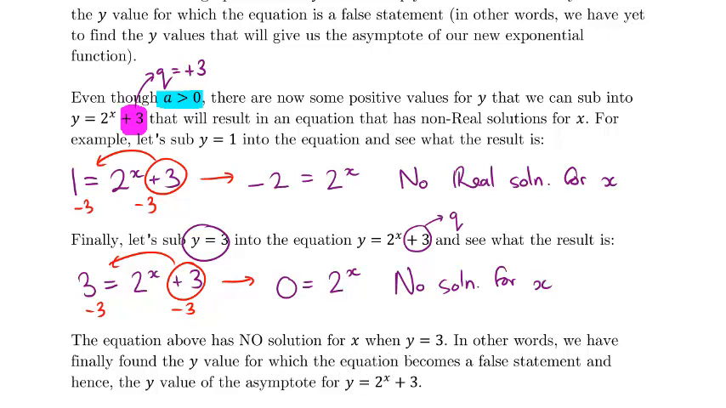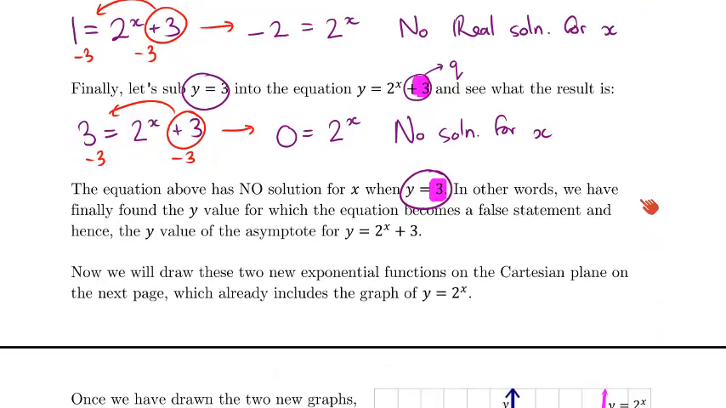What do you know, guys? We found our new asymptote, and it just so happens to be y equals the value that q was over here. I wonder if that's a pattern. Okay, so now that we've finally found the asymptotes for our two new graphs, one where q is equal to -1 and the other where q is equal to a positive 3, we will now draw these two new exponential functions on the Cartesian plane on the next page, which already includes the graph of y equals 2 to the x. Remember, guys, this is one where a is equal to 1, b is equal to 2, and that q value is equal to 0.